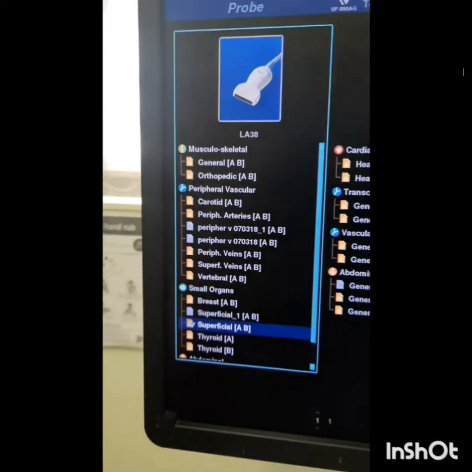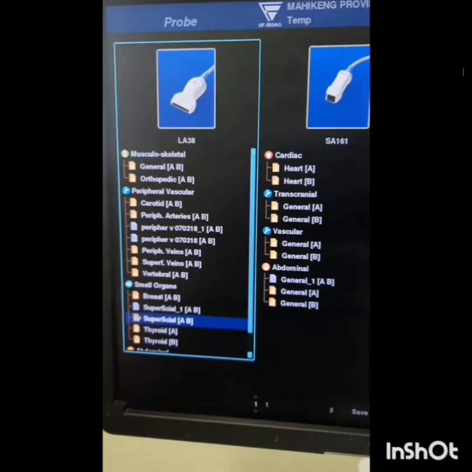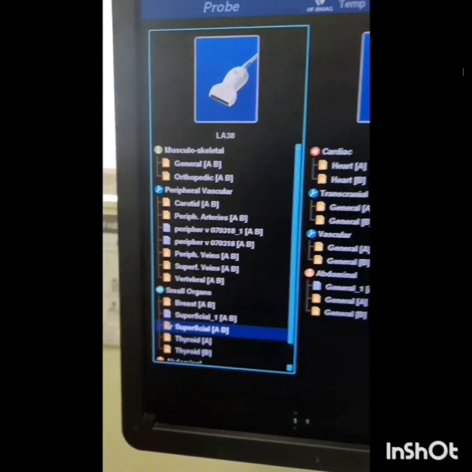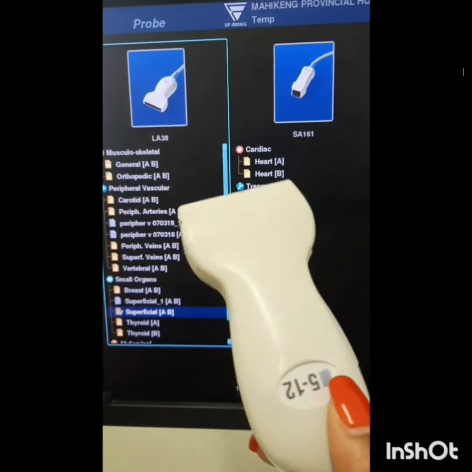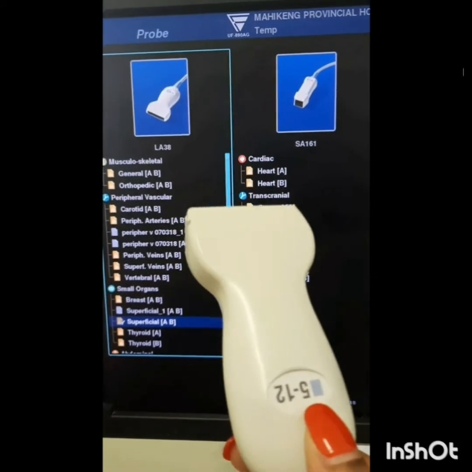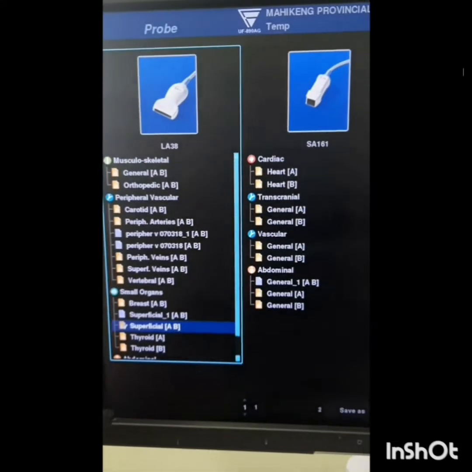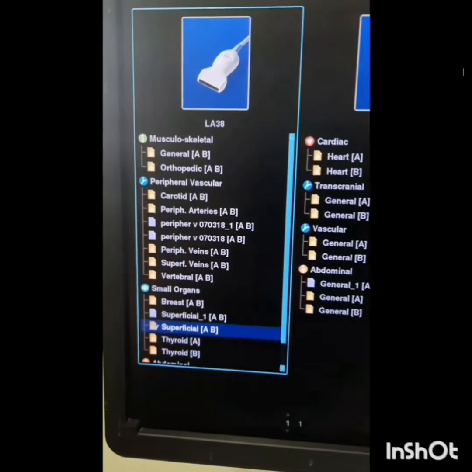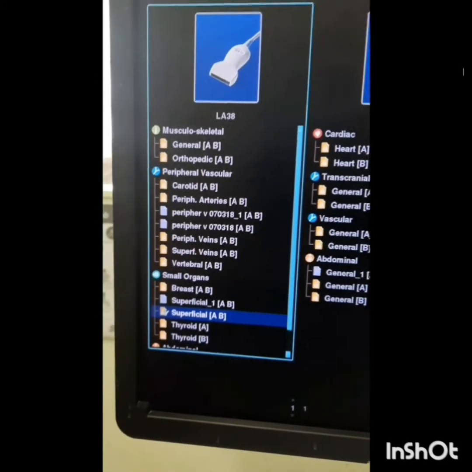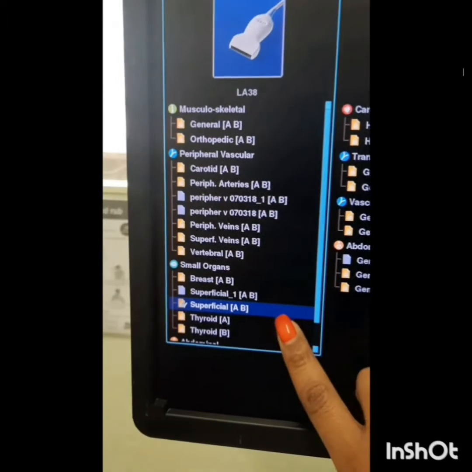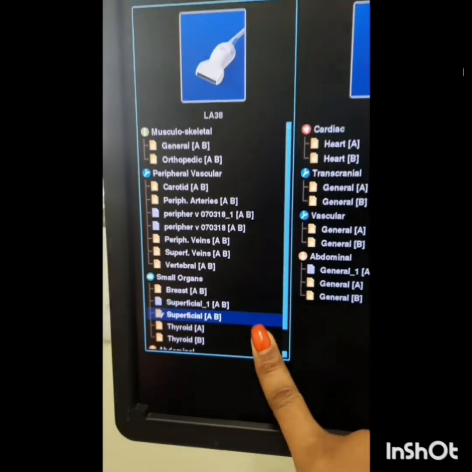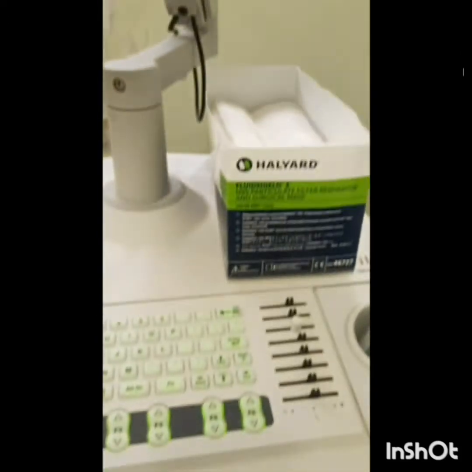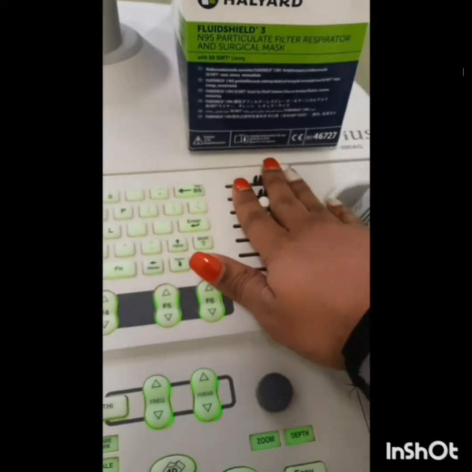So to start off, when you're doing an ocular ultrasound, you're going to use a high frequency transducer, mostly a linear transducer like this one, which has a frequency between 5 and 12 megahertz. And if your machine does not have a presetting for ocular ultrasound, you can use the superficial preset for the examination.